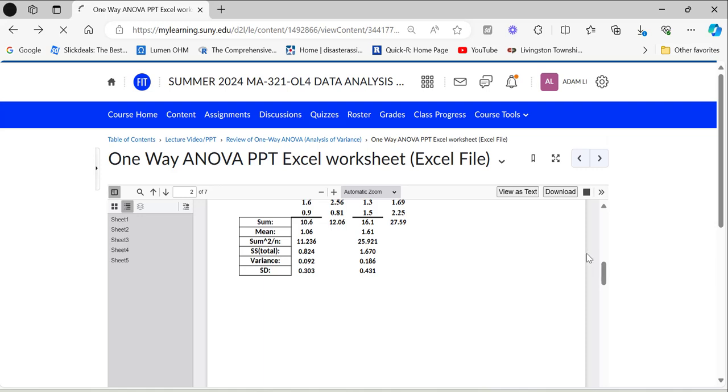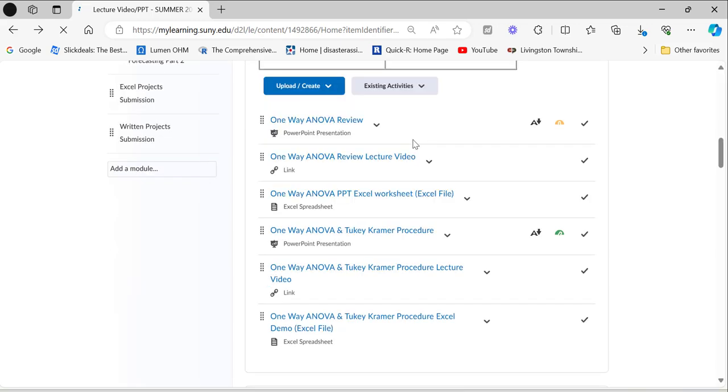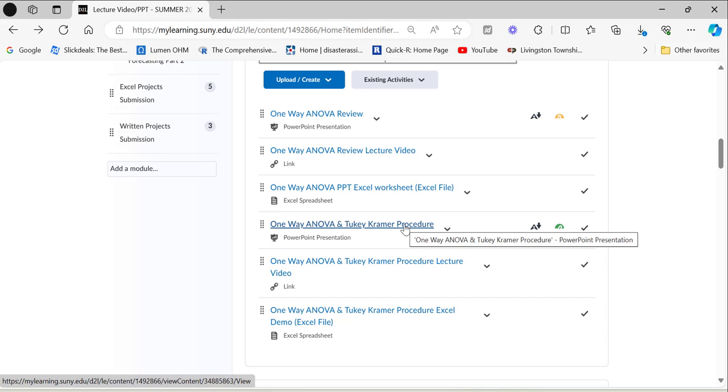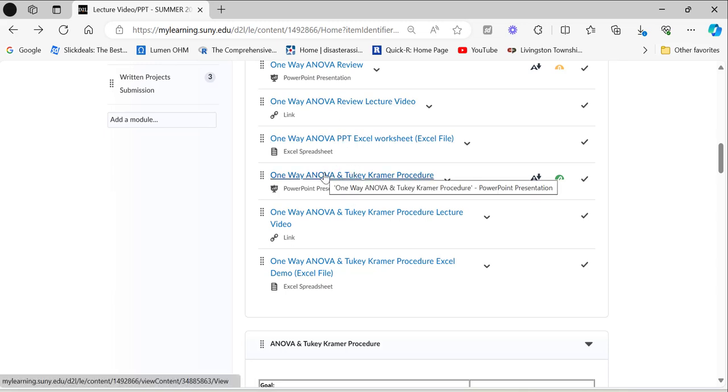And especially when I go over the Excel demonstration, I post the solution here, so you can go over this multiple times, right? If you do not understand a topic, go back to the PowerPoint, go over that, and then review the lecture video one more time, and then look at the Excel file, the solution of the Excel demonstration. Then you usually get a good idea how to handle this. So PowerPoint, lecture video, and Excel demo, the solution of the Excel demo.